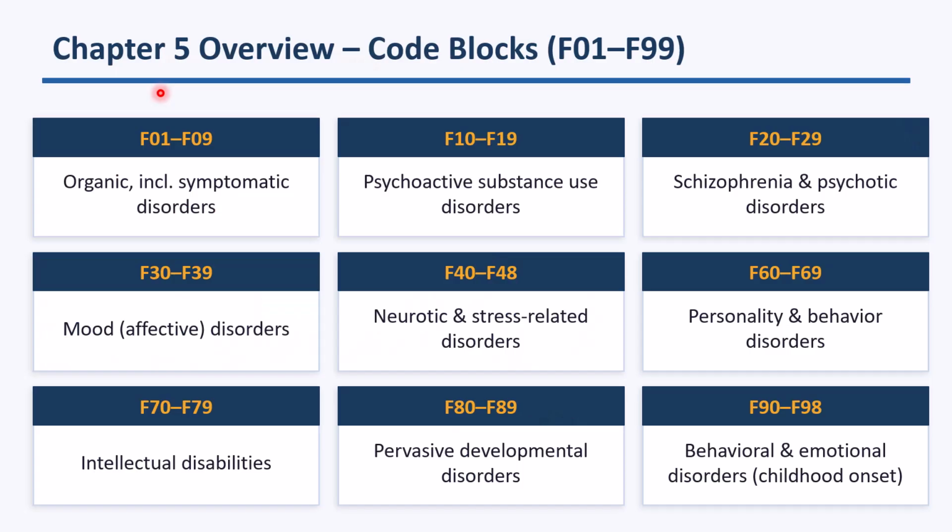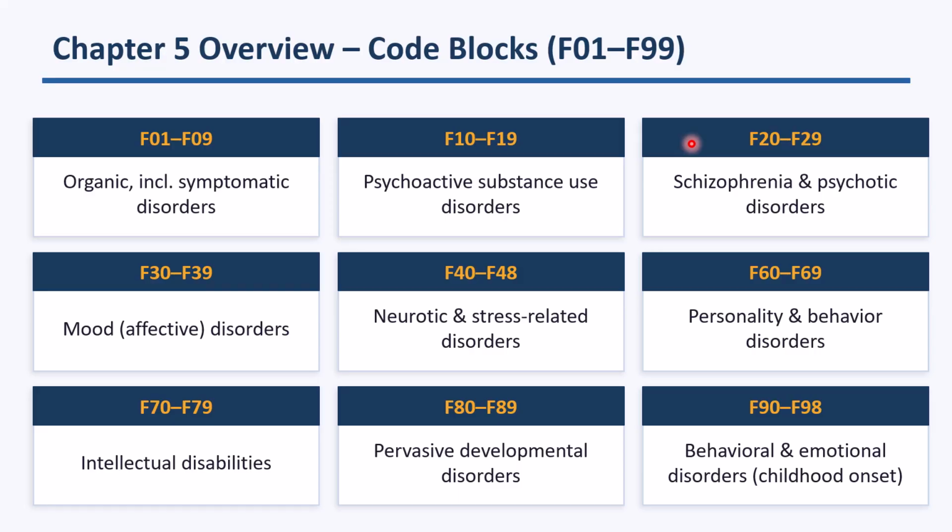Alright, let's get oriented. Chapter 5 is divided into several major code blocks. It helps to know before we zoom in on the guideline. You have got F01 through F09, which covers organic mental disorders, things caused by brain disease or injury. Then F10 through F19, which is where substance related disorders like alcohol, opioids, cannabis and so on. That block is going to get a lot of our attention today.